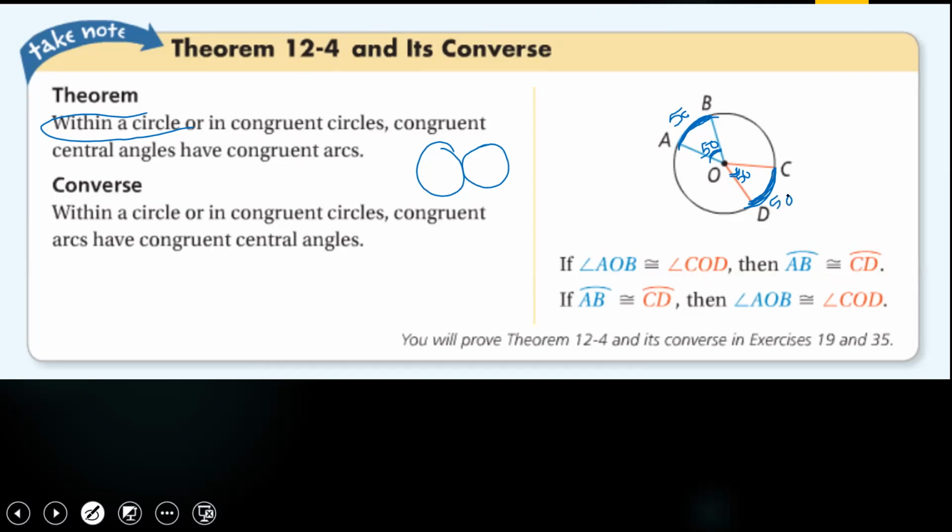In other words, if the angle AOB is congruent to COD, that means their arcs are congruent. Where's the arc of the angle AOB? It is AB. And where's the arc of COD? It is CD, and they will be congruent. This is our theorem here. So within a circle or two congruent circles, if we have congruent central angles, that means we have congruent arcs.